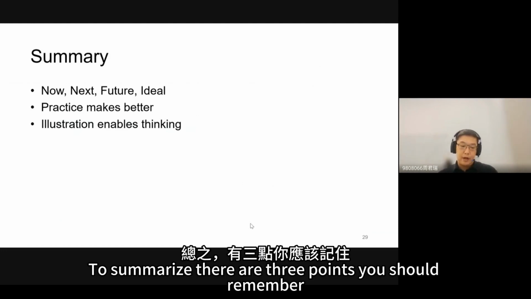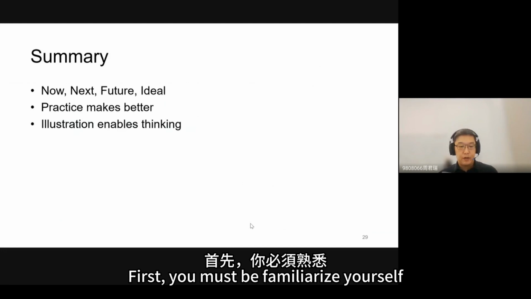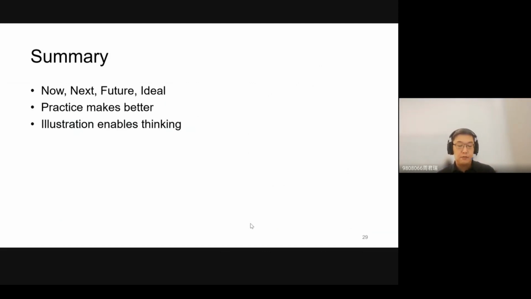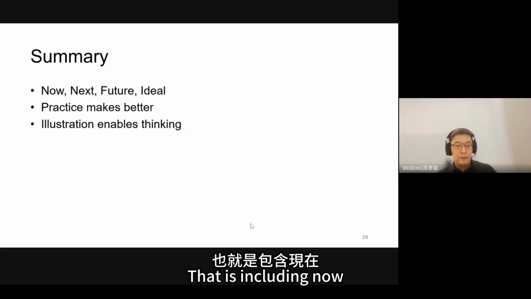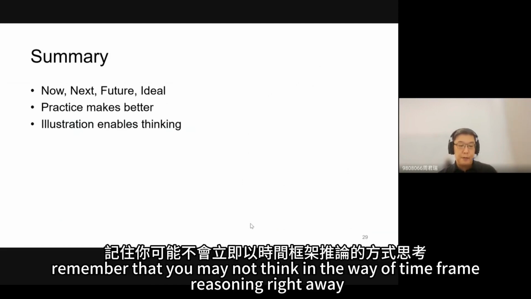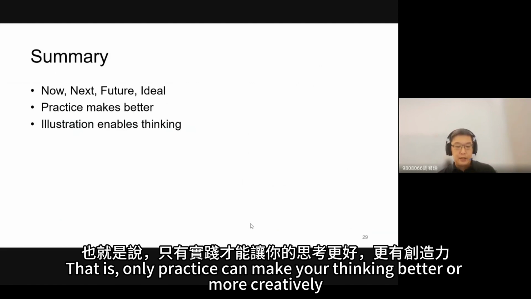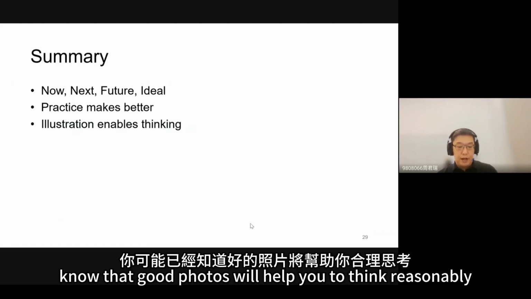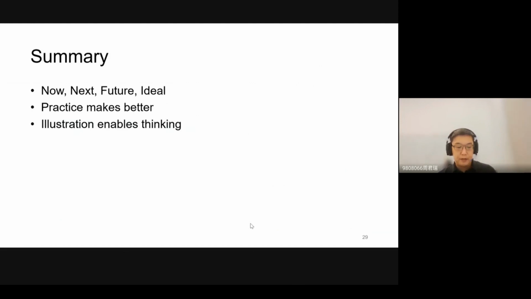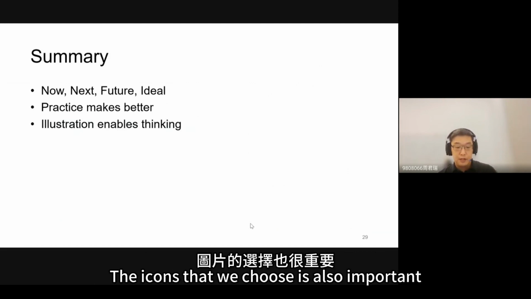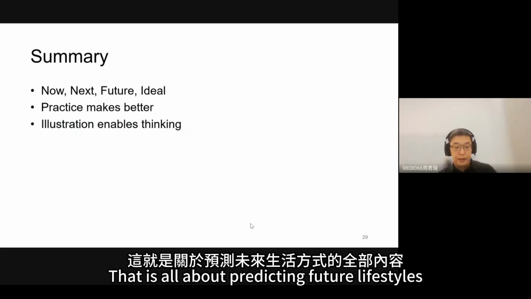To summarize, there are 3 points you should remember. First, you must familiarize yourself with the formula of time frame reasoning, including now, next, future, and ideal. Second, remember that you may not think in the way of time frame reasoning right away. That is, only practice can make your thinking better or more creatively. Third, you may already know that good photos will help you to think reasonably. Please have practice and photos as great as you can. That is all about predicting future lifestyles.